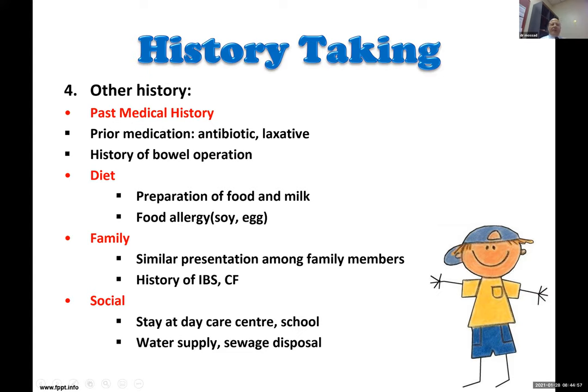Other history, for the past medical history, you must ask about any medication like antibiotics. Some antibiotics can cause diarrhea, especially amoxicillin clavulanic acid. Is there any history of bowel operation? You may suspect some disease known as short bowel syndrome or like that, so he will be susceptible to diarrhea.